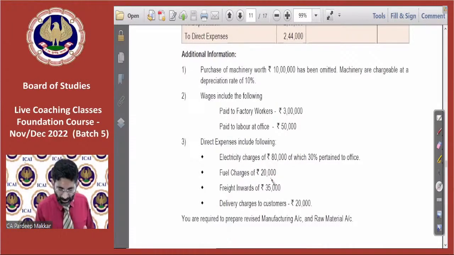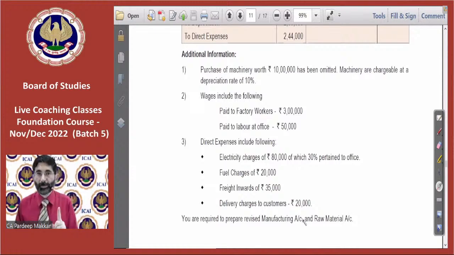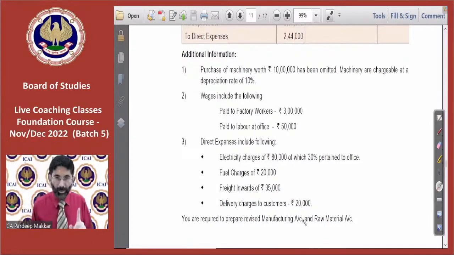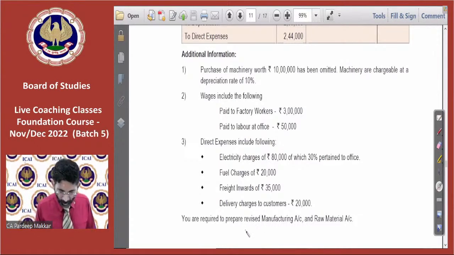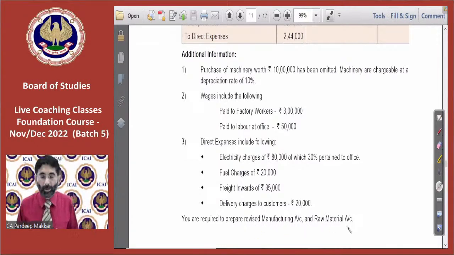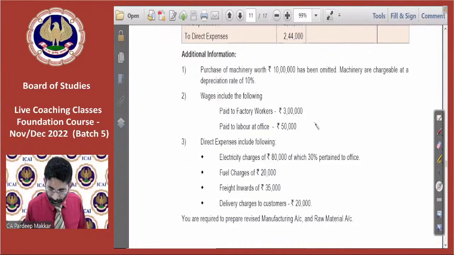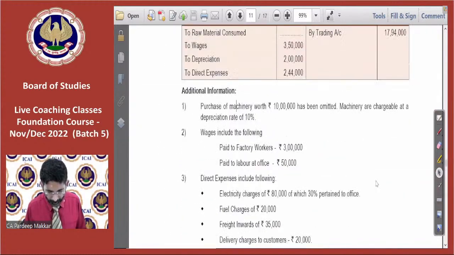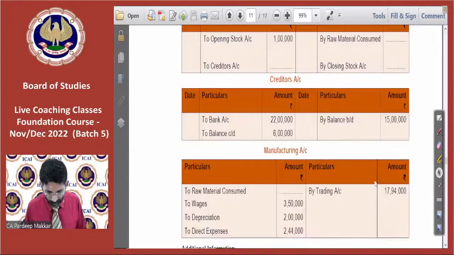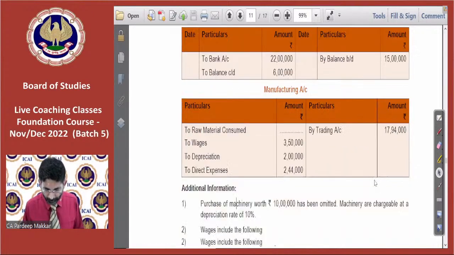Fuel charges, it is okay, it is a direct expense. Freight inward, direct expense. Delivery charges to customer is an indirect expense and goes to P&L account. Already discussed, all expenses incurred on sale will be indirect expenses. You are required to prepare the revised manufacturing account and raw material account. That is your requirement. Now, first of all, purchase of raw material is not given to you.